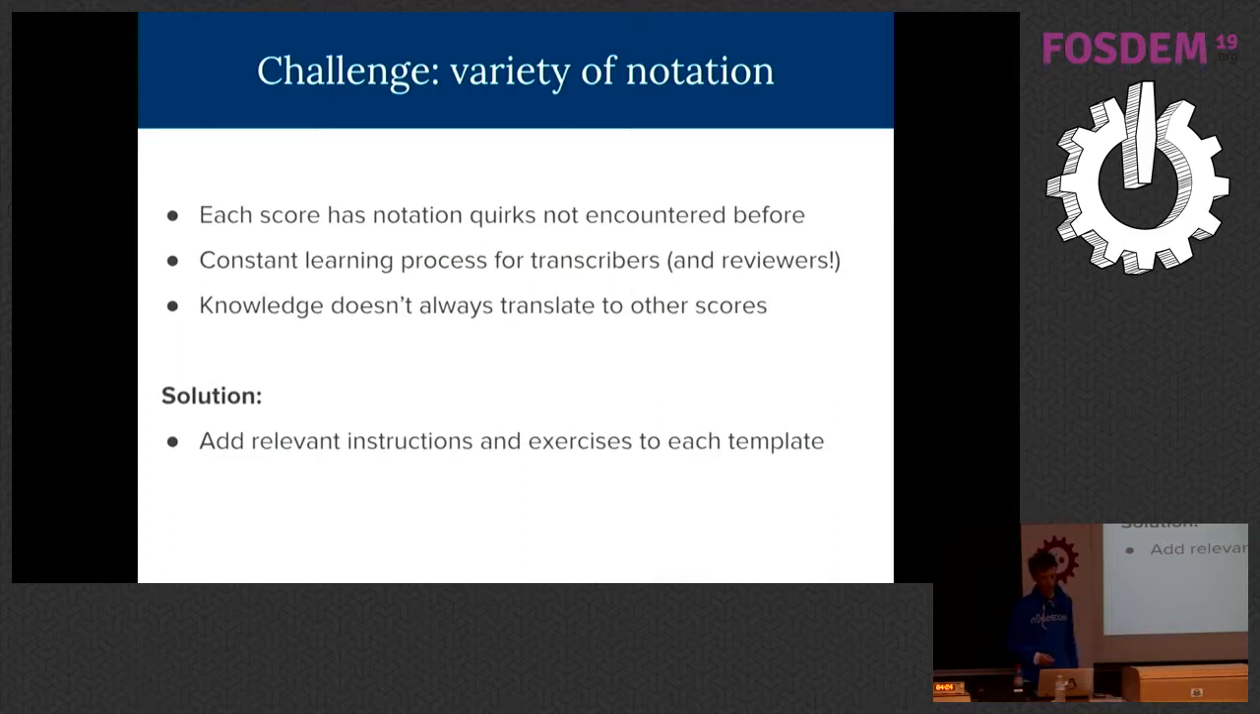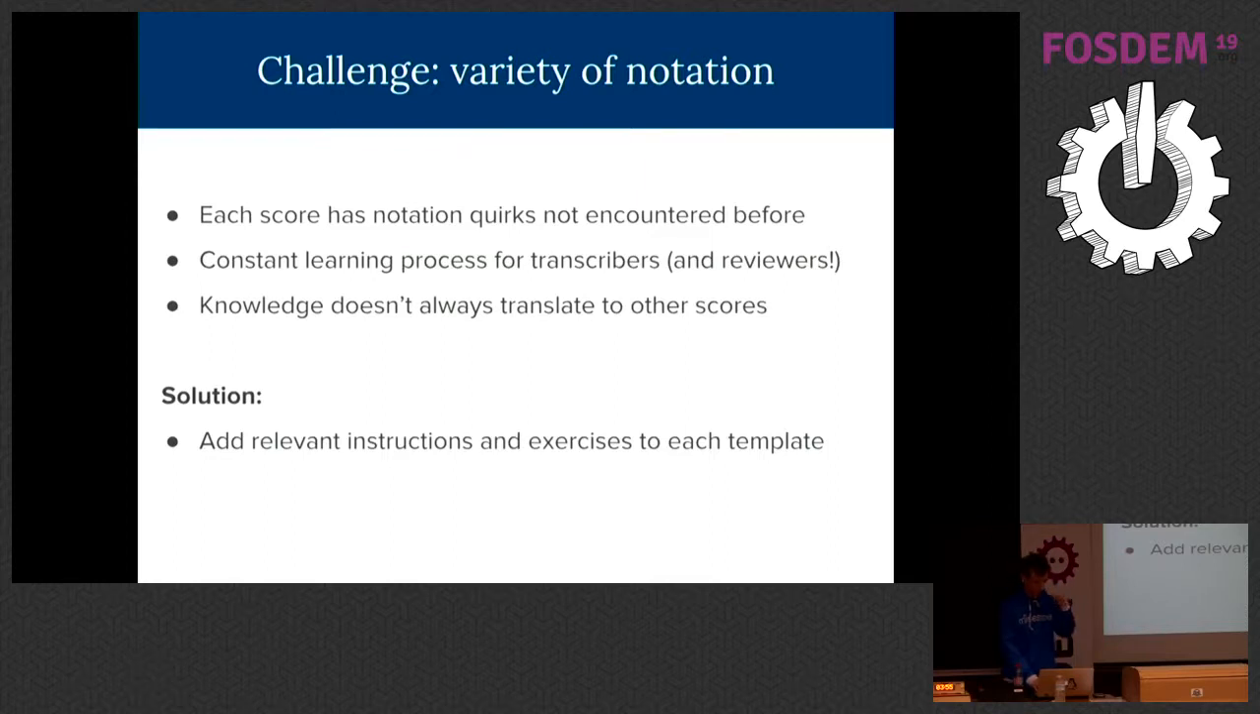But it was very difficult to speed up because we found that each new score would contain new notation quirks that we hadn't encountered before, that the transcribers wouldn't have seen. So we weren't learning over time in the way that we hoped we would. I was learning, but there'd be new transcribers and they wouldn't be gaining this experience, and each new score posed new challenges.